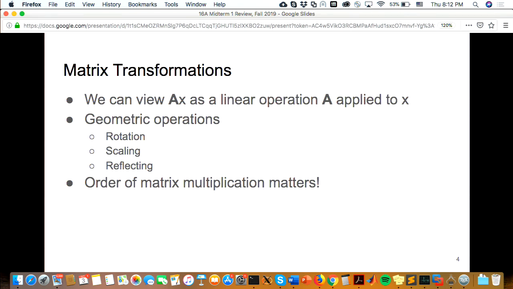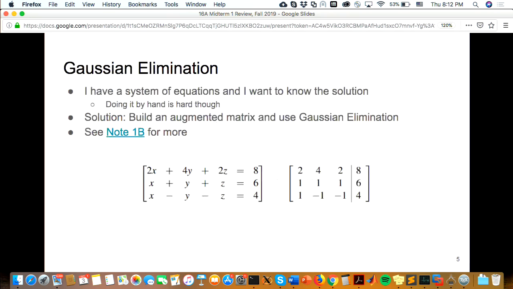These matrices are used to do different operations. And so geometric operations we've seen are rotation, scaling, and reflecting. Okay? And remember, and we've also seen this in homework, the order of matrix multiplication matters. If I do it in one order, I could rotate by 30 degrees by the x-axis and then 60 degrees by the z-axis, but the order I multiply the matrices says which order I do those rotations by. So make sure to remember that.